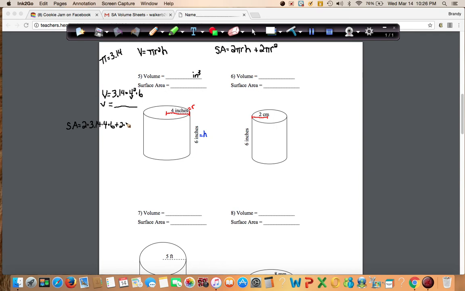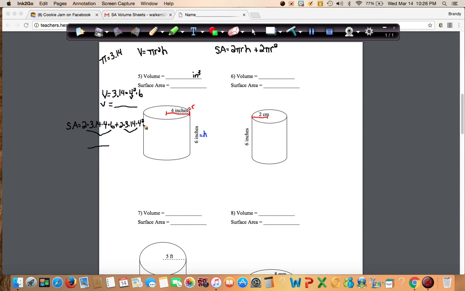So 2 times 3.14 times, and in this case my radius is 4, so it's going to be 4 squared. And again, I beg you, please make sure that you multiply each piece independently. That means on its own. So I would again do the 4 squared first, but you don't have to.